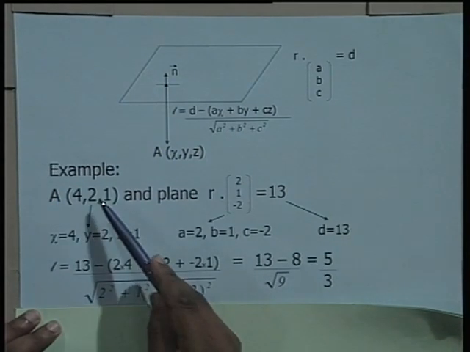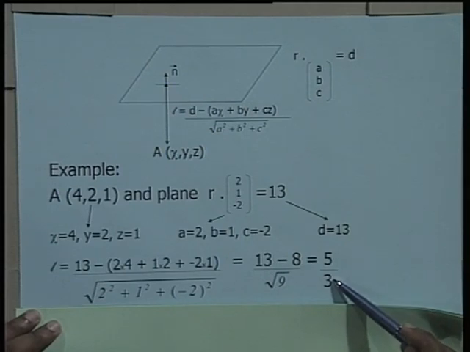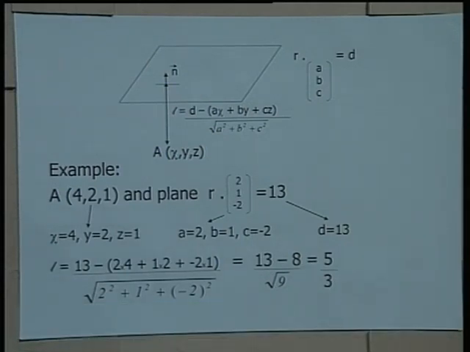Therefore, the perpendicular distance from point A to the plane is 5/3 units. So this was the shortest distance from a point to a plane. We will also look at how to find the point of intersection of a plane and a line.